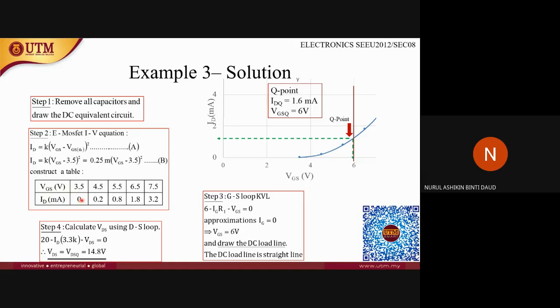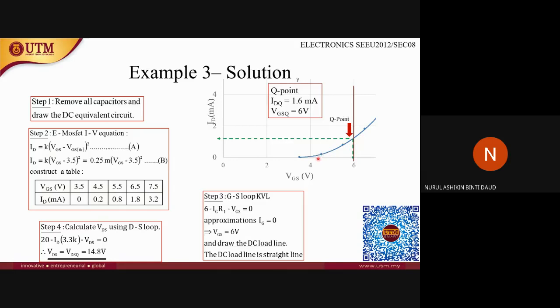amperes, 0 milliamps. Okay, so in this case, we choose one volt increments: 3.5, 4.5, 5.5, 6.5, 7.5. Using this equation, you can find the drain current. Once you get the values of drain current here, you can plot the transfer curves. Yeah, transfer curves.